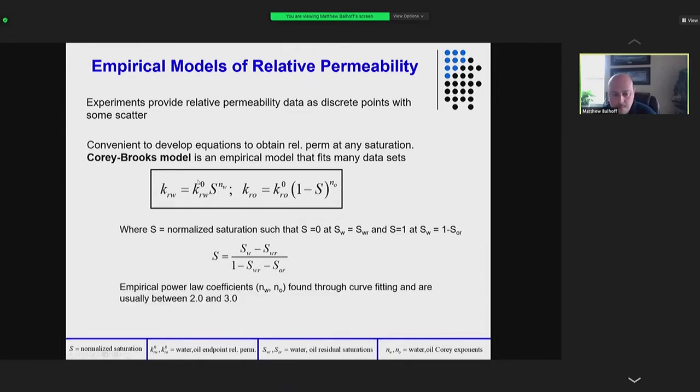These coefficients, NW and NO, are greater than 1, and they're usually between 2 and 3. In general, they're not equal to each other, although I have an example problem later today where they are equal to each other, but in general, that's not the case. So these are nice expressions that describe relative permeability. There are more complicated ones that people have developed. But these are the most popular, and for our purposes, they'll be more than sufficient.